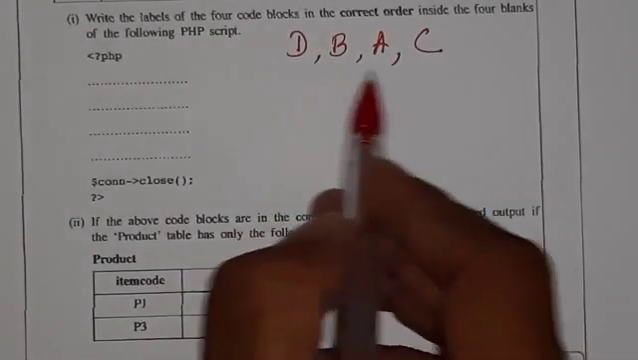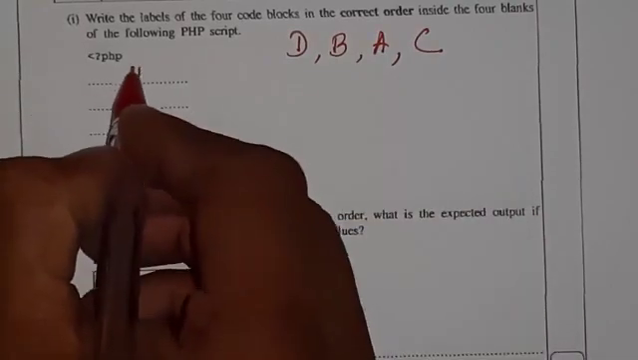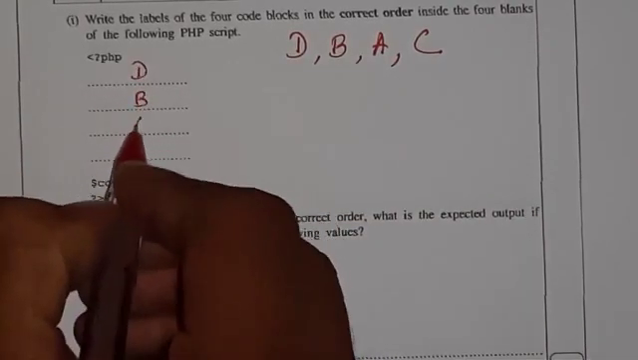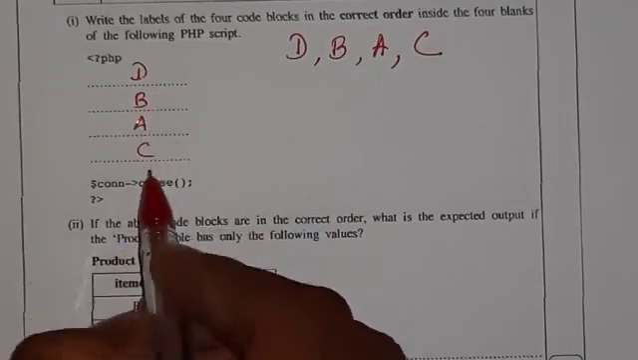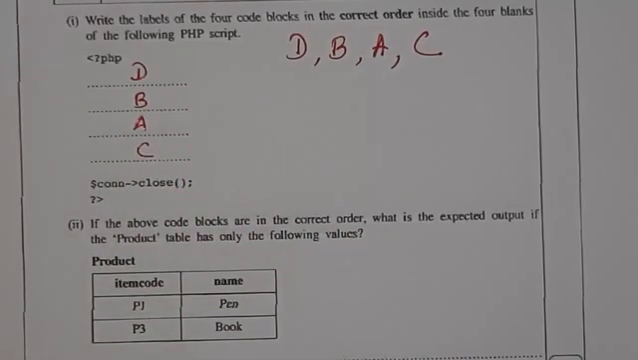The PHP code actually should be here in this manner, DBAC. This is how to write the answer.